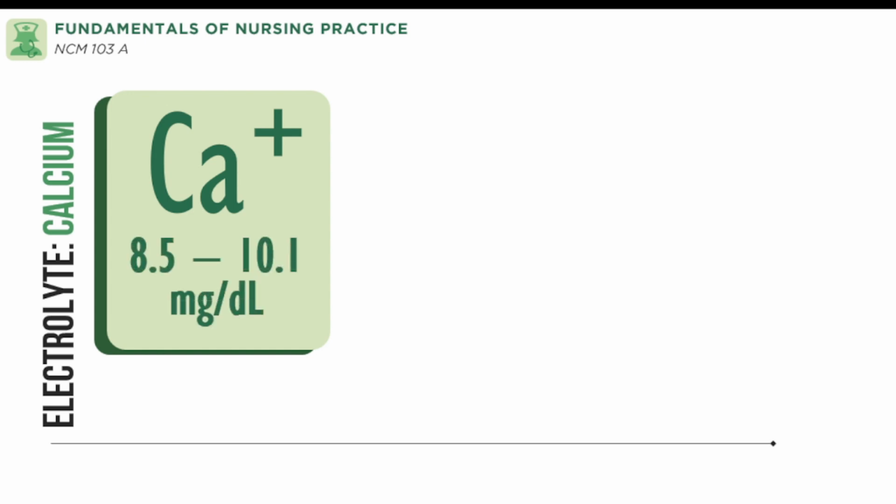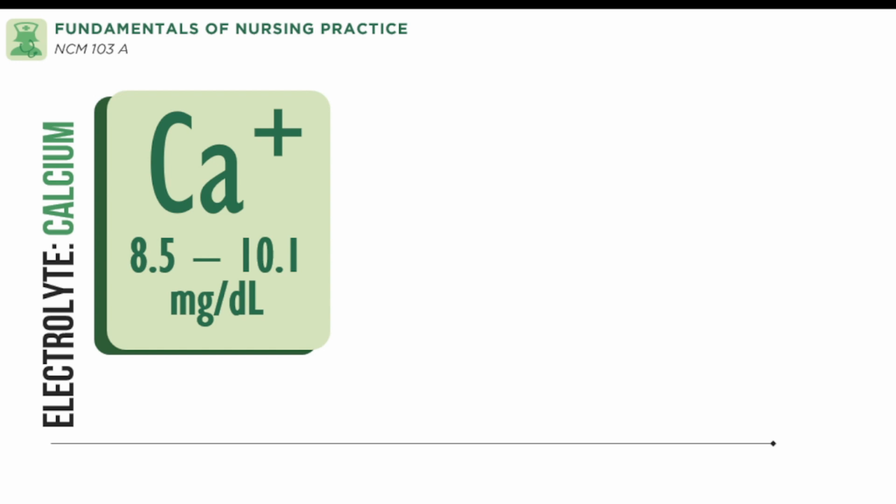Your normal values for calcium are 8.5 to 10.1 milligrams per deciliter. Other sources say it's 9 to 11. That's why other resource manuals or books for electrolytes say the best way for you to remember the calcium level is 911, or your emergency contact number. So you dial 911. That's 9 to 11 milligrams per deciliter.